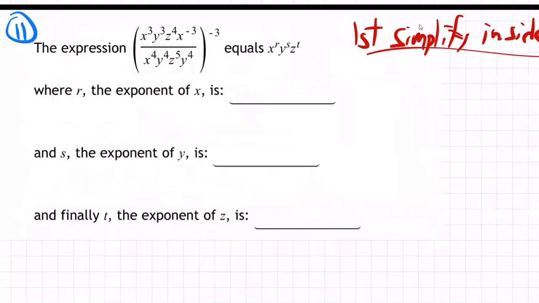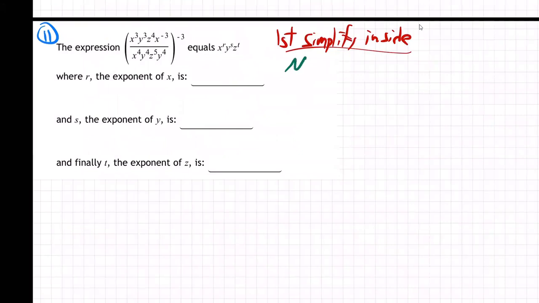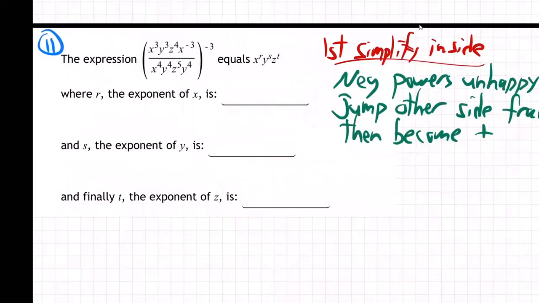So what am I going to do on the inside? Well, you remember the rule, probably. Negative powers are unhappy. They jump to the other side of the fraction. Then they're happy. Then they become positive. Somebody that's unhappy with their job jumps to the new job, then they're happy, then they're positive. So looking in there, see this X to the minus 3? He's unhappy. So he's going to jump to the bottom.